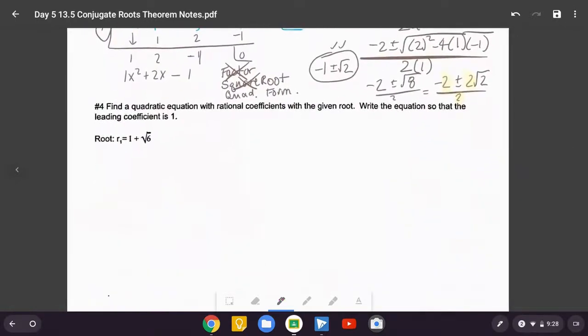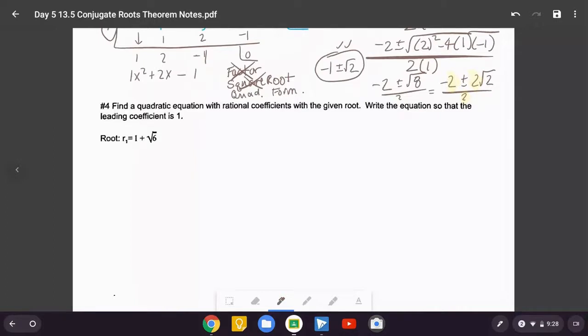Last problem, number 4. Find a quadratic equation with rational coefficients with the given root. Write the equation so that the leading coefficient is 1. All right, they give us a root. So we know that the second root is going to be 1 minus root 6. All right, so I think the easiest way to do this is to use the factoring method. But we have another method we could also try.